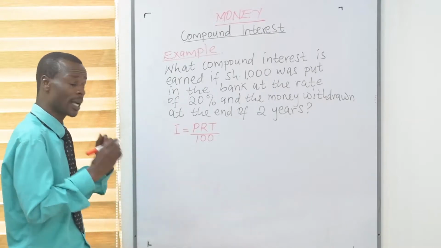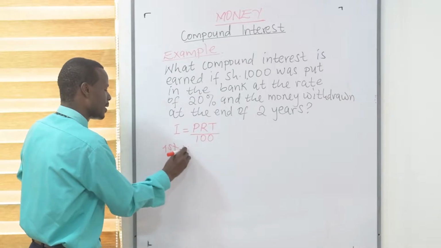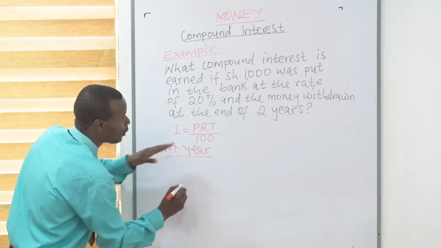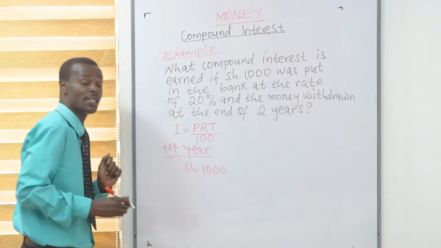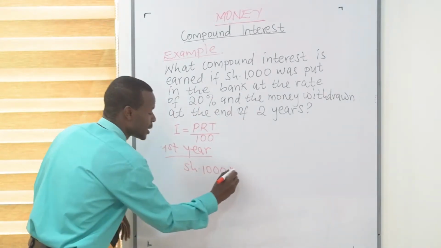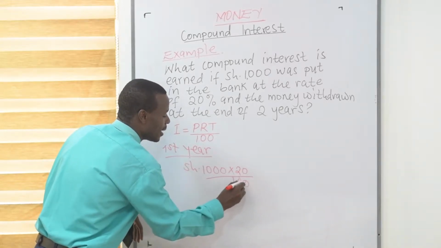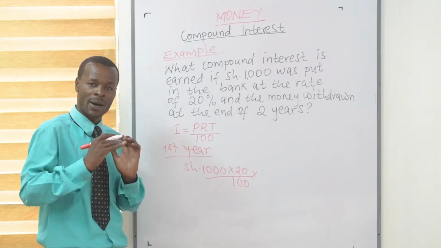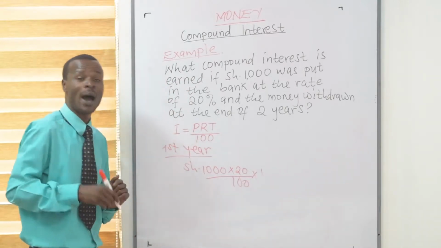So what we do, we calculate the interest for the first year. So first year, our interest is going to be the principal, which is the money put in the bank, and here we have 1,000 shillings, multiply by the rate that comes every year, that is 20% or 20 out of 100. Then we are not going to multiply by 2 years because our interest is accumulated on a yearly basis. Therefore, we are going to multiply by 1 year.